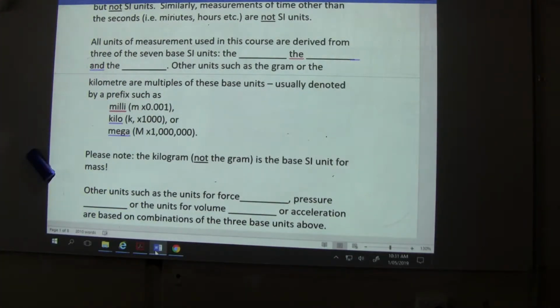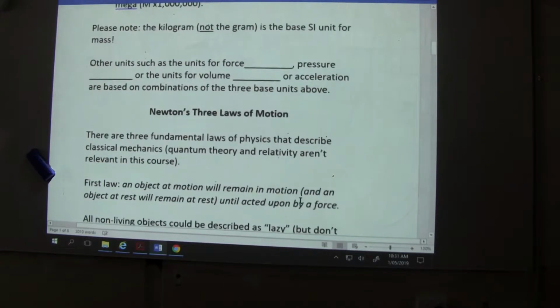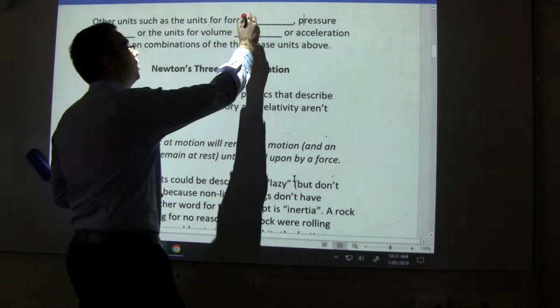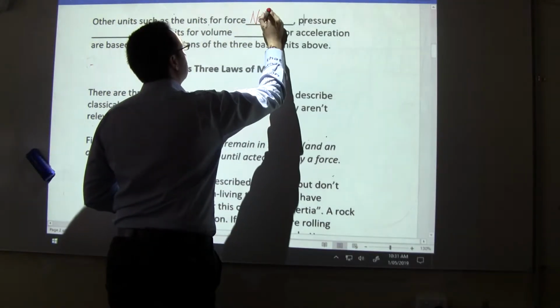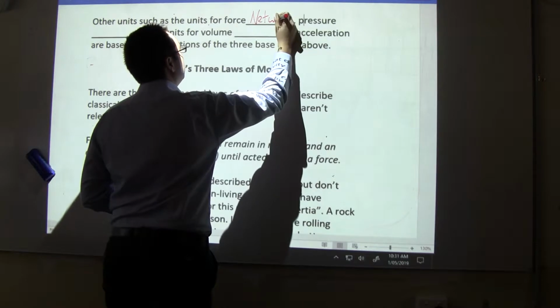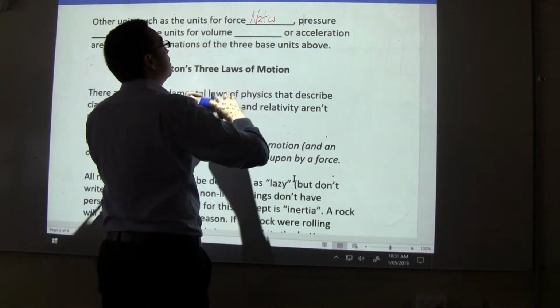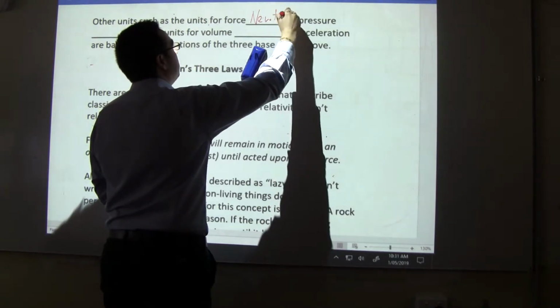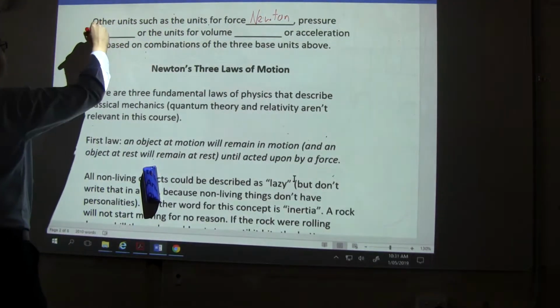Okay, so we're going to go to here. Other units, such as the unit for force. I'm going to tell you what the unit for force is now. Ready? The unit for force is the Newton. It's named after the scientist who talks about apples. Not the "new" one. The Newton. Pressure is the Pascal.